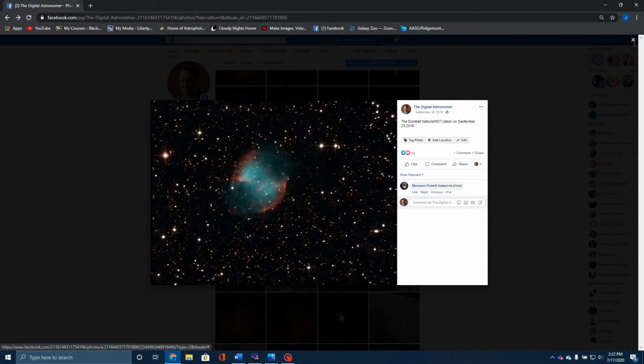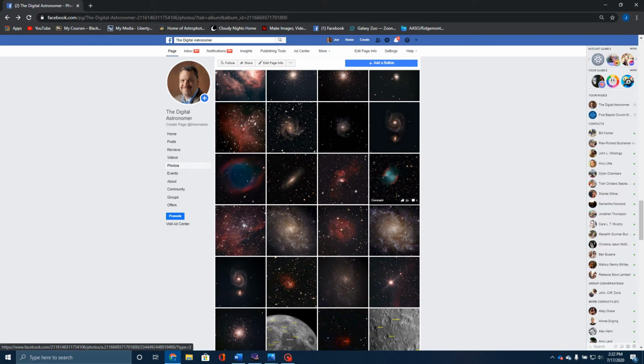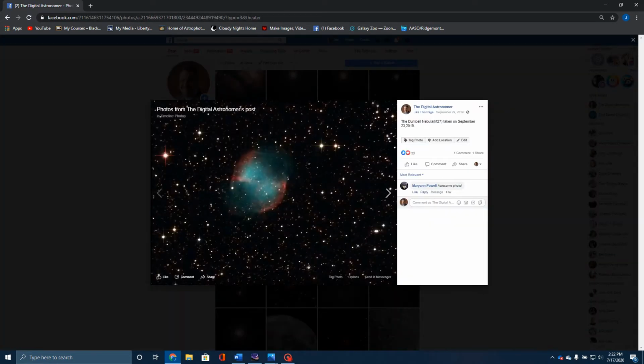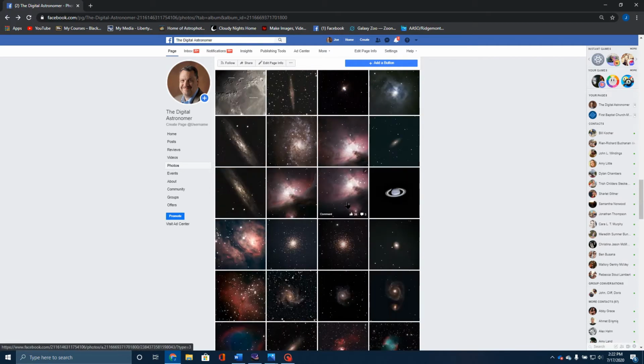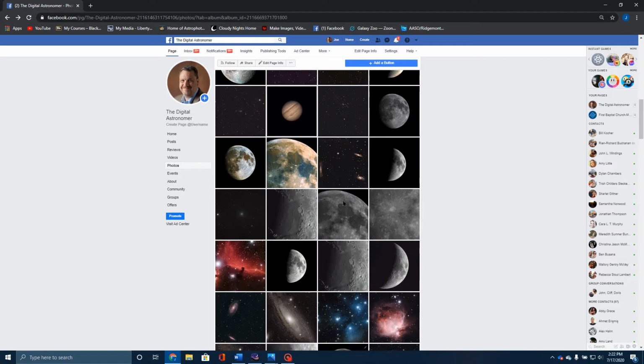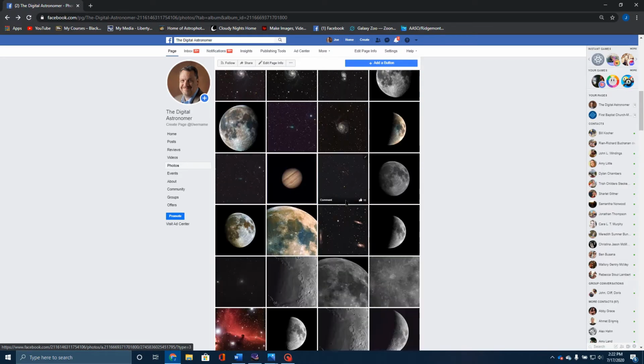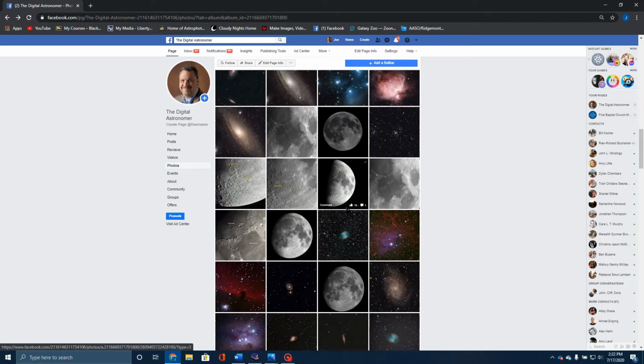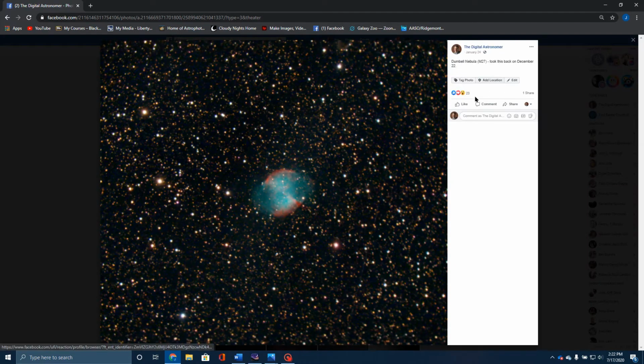I really like the Dumbbell Nebula. I've tried to image it a couple times. This was the same image taken in September 2019. This is on my Facebook page, by the way. Later on, I did a couple other images of it. Yeah, I did this one here. This was taken on December 22nd. And again, not the best images in the world.